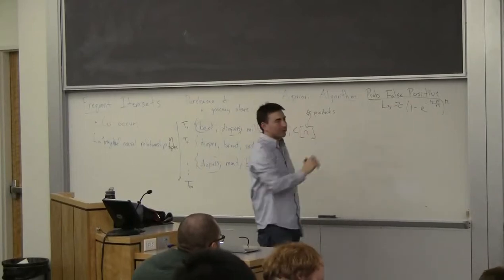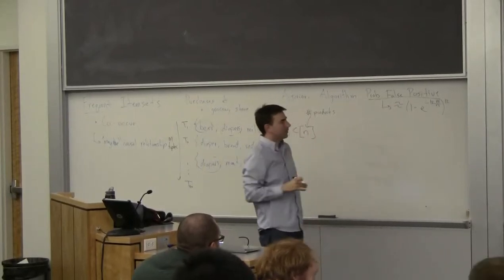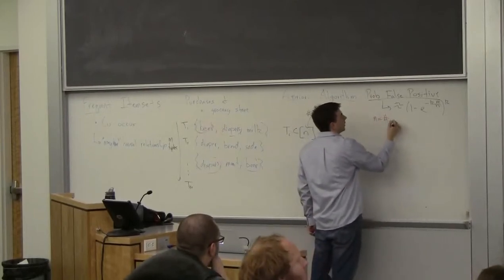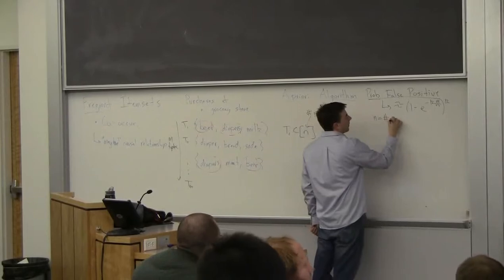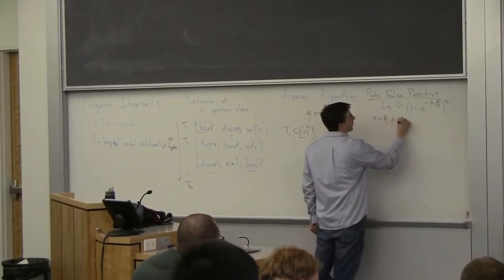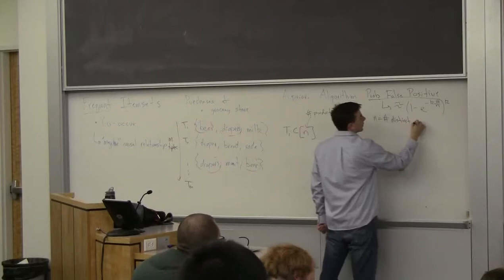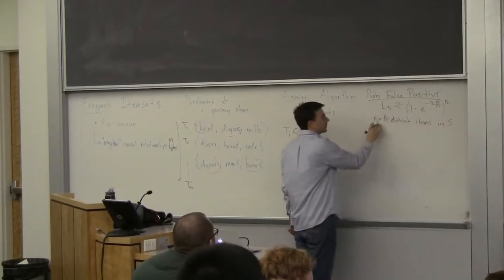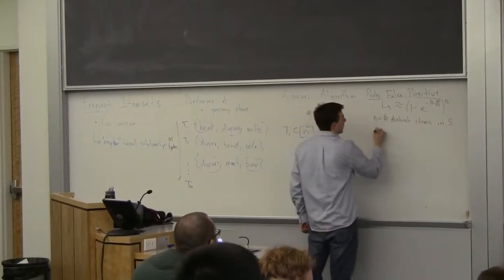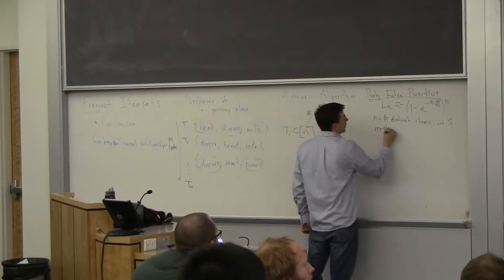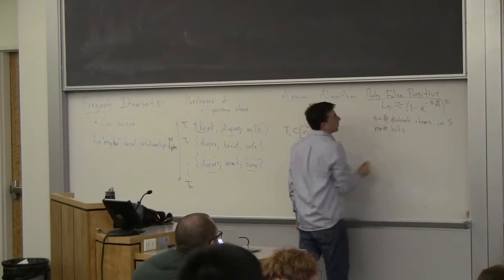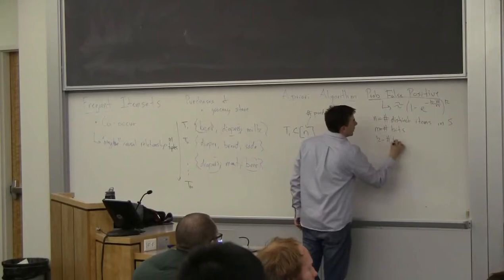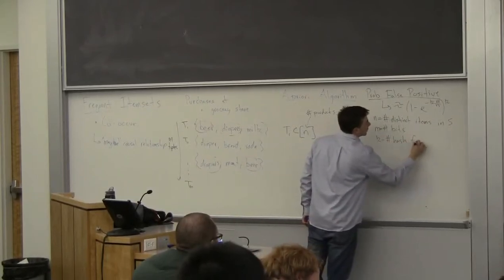So let me explain what these numbers mean. n is going to be the number of distinct items in the set, so n is the size of S. m is going to be the number of bits. And k is going to be the number of hash functions.